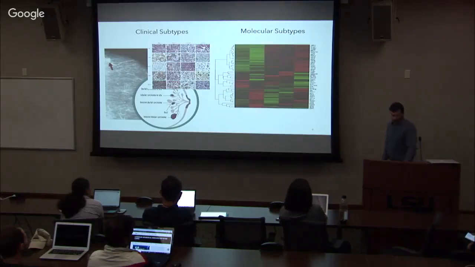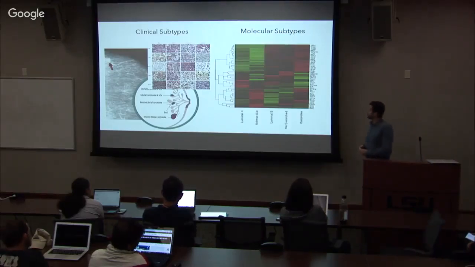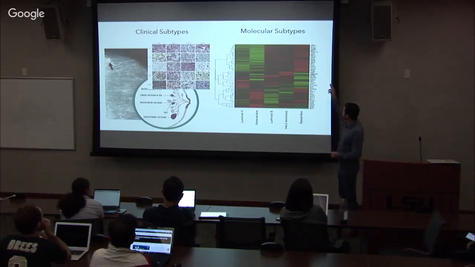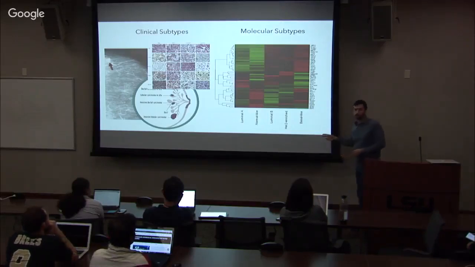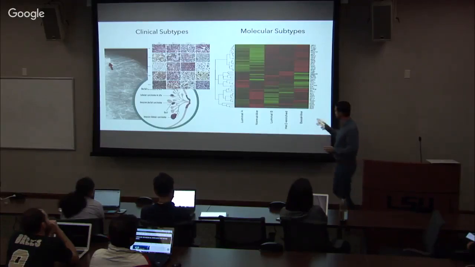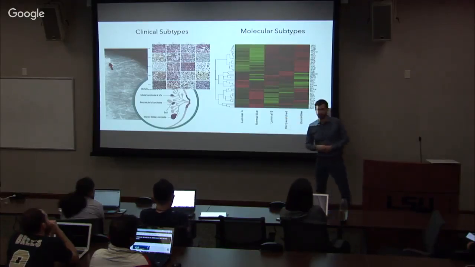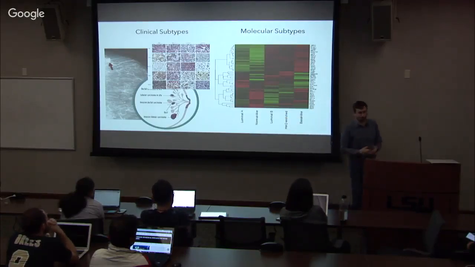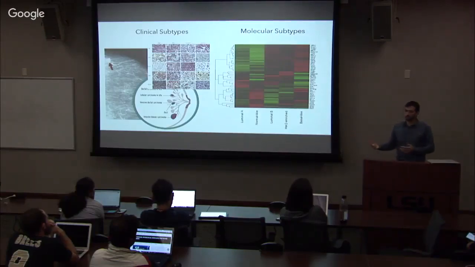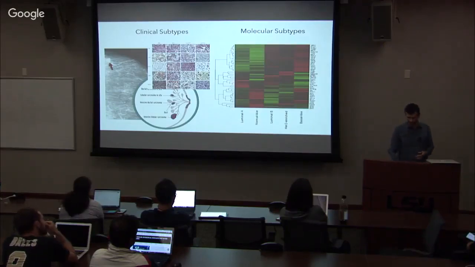What you see here is a PAM50 panel. It contains 50 genes over here on the side, so your rows are going to be genes, and your columns are going to be subtypes of breast cancer. And what you'll see typically in your gene expression table is something that looks very similar to this: your columns are going to be samples, and your rows are going to be genes.